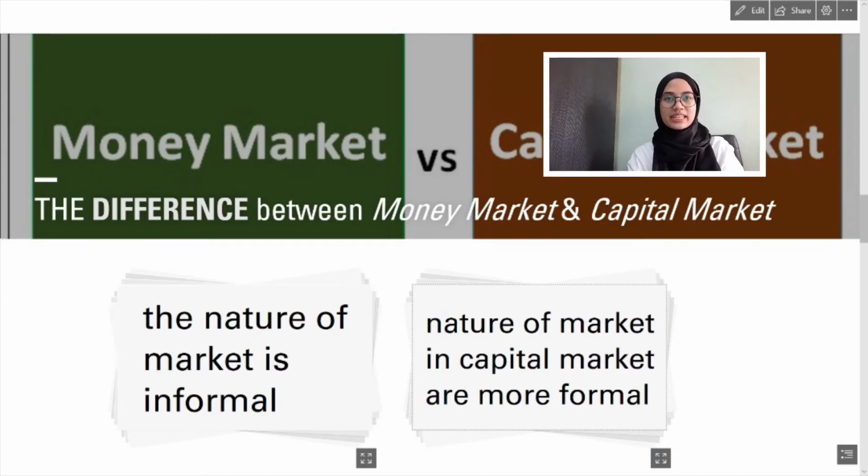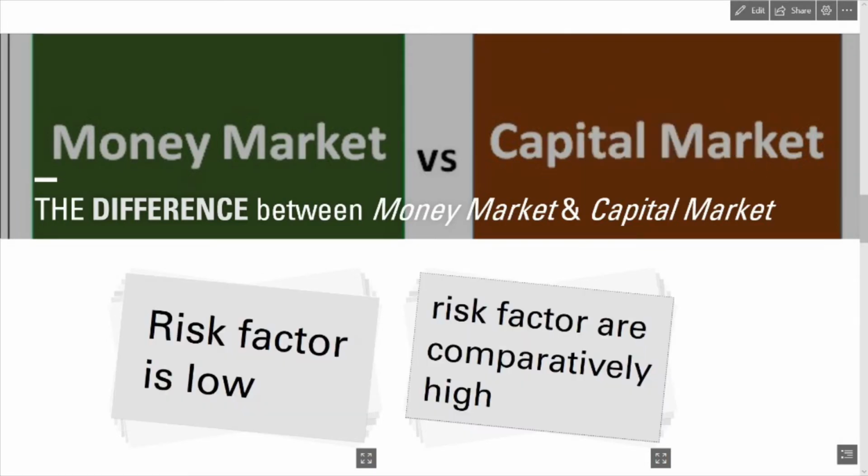Besides that, liquidity of the money market is more liquid. It is because the instruments involved in this market are highly liquid and can be redeemed in the period less than 1 year. While capital markets are comparatively less liquid, it is because capital market deals in medium to long-term time frame. Thus, the liquidity is less.